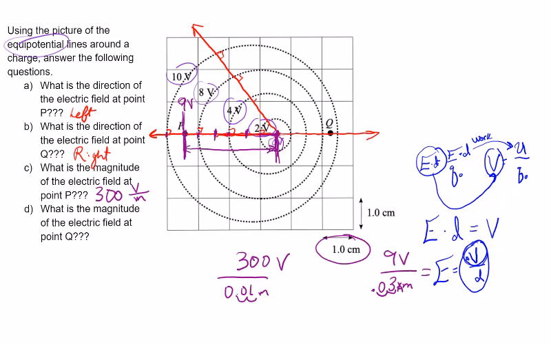Same idea for Q over here. We just have to work this out. Maybe from here to here would be 1 centimeter, and then here would be maybe 2 centimeters, and it looks like maybe that's a little bit less. So it's a little harder to figure out that one. But again, this would be our 0 volts. This is 2 volts. Here is 4 volts. So here's 2, here's 4, here's going to be 6, or 8, sorry. And then over here is 10.